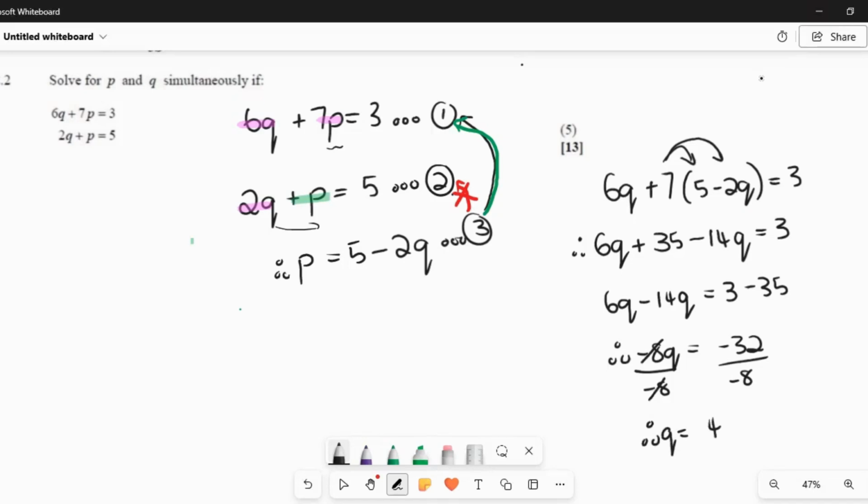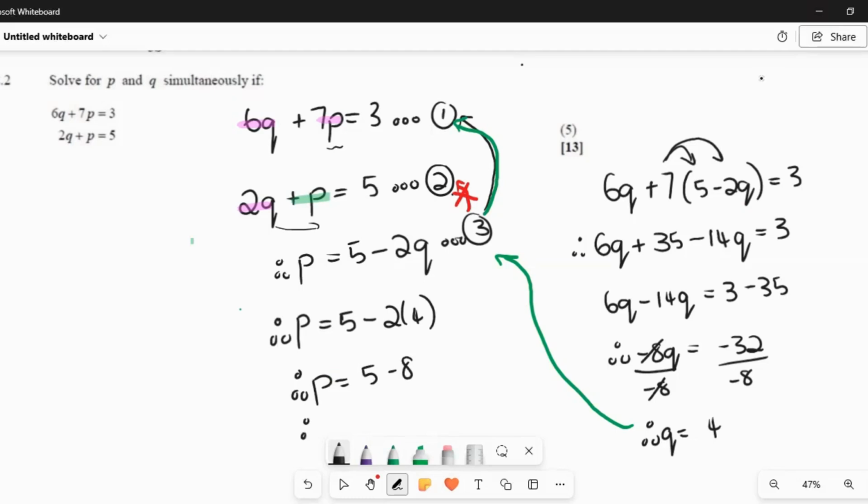Since we know now how much q is, we go back to our third equation. And there on our third equation, wherever we have q, we're going to put that 4. So now, finally, we're going to say, therefore, p is equal to 5 minus 2, and in the place of q, I'm going to multiply by 4 that we just solved. So now finally our p is equal to 5 minus 8. Therefore, p is equal to negative 3.